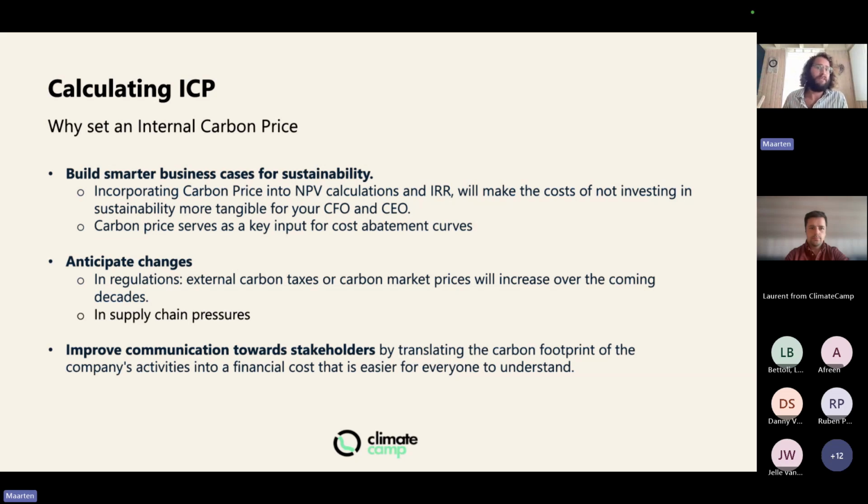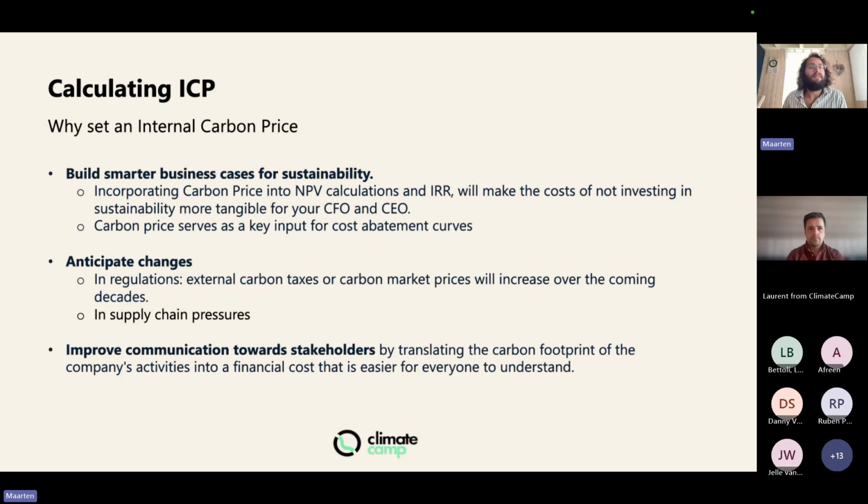revenue. The second reason why you should set an internal carbon price is to anticipate changes. A business needs to be flexible, it needs to be prepared for the future, and we know changes in regulations are coming. I already mentioned it before. We have EU ETS 2 coming towards road transport, towards smaller industrial installations, but other carbon market prices will increase, external carbon taxes will increase over the coming decades, which means the cost to your company will either be direct and increasing, or it will be indirect and decreasing, depending on what your supply chain looks like.